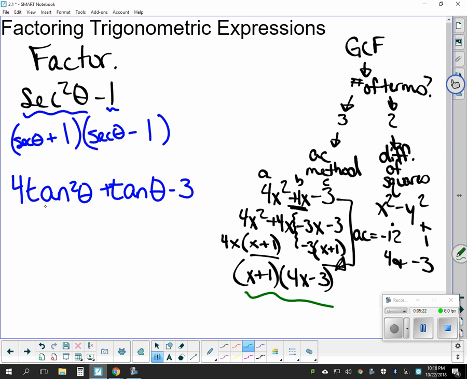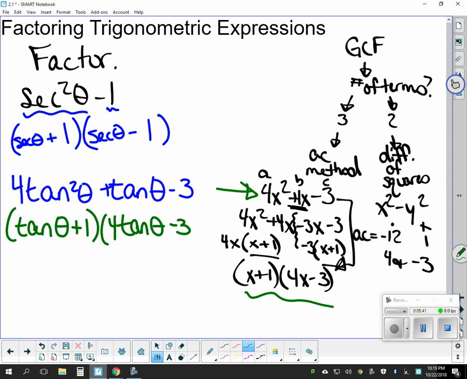It's this same thing, except for instead of x's, I'm going to have tangents. So if you prefer, put it into just normal polynomial form, factor it, and then go back and stick those tangents, the trig functions, back in. So this factored into tangent of theta plus 1 times 4 tangent of theta minus 3. So I'm simply substituting x and tangent of theta. And that's it. It is done.